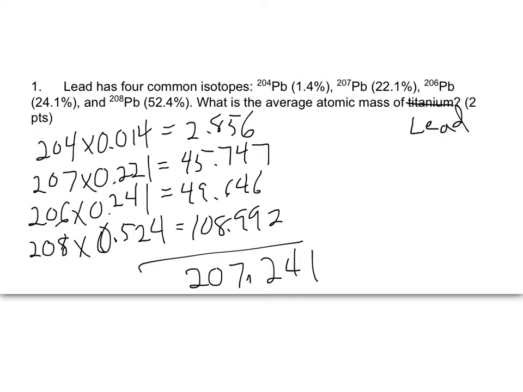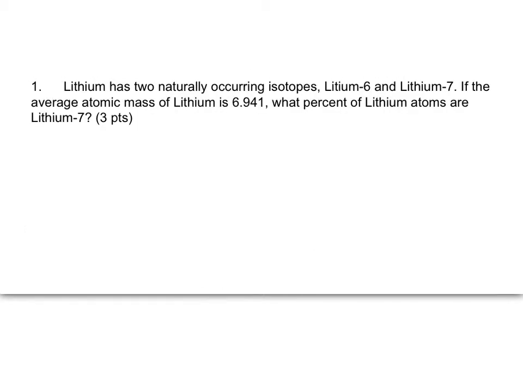Now, that's not closest to 208, which is the most abundant isotope, but it is closer to 208 than it is 204 or 206. So it does get pulled up toward the higher end of the average than if you just added 204, 207, 206, 208 and divided them. If you did that, you would get 206.5. So this is much closer to 208 than it is to the actual average if you just took a straight average of those things.